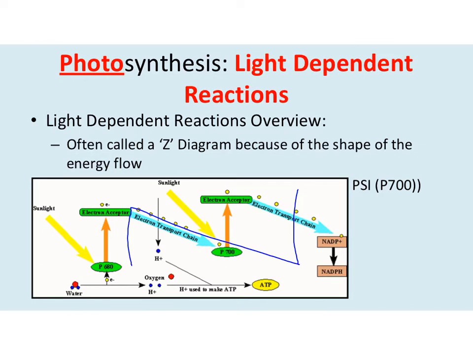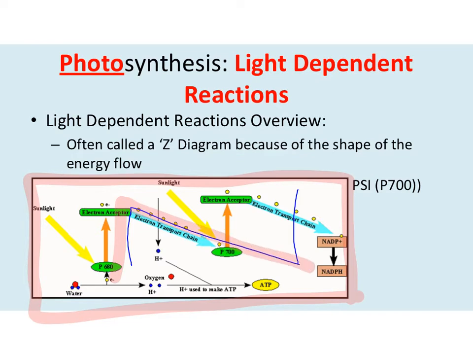Now, during this first reaction, we call it a Z pattern. So we're going to keep referring to this diagram right here that I have. Why they call it a Z pattern is because the energy goes up, and then it goes back down, then it goes back up, and you can see it makes a Z on its side. So they often call it the Z pattern, but we're going to explain exactly what's happening here.